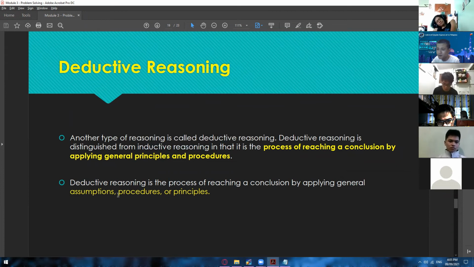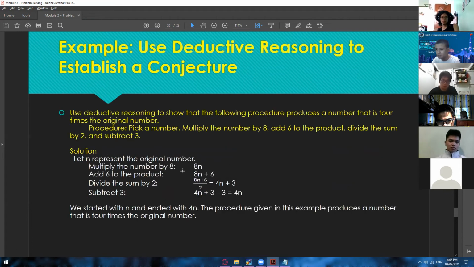Though we have an additional one: we have these procedures or principles. So if you are applying deductive reasoning, you're still applying inductive reasoning. You're still relying on the logic behind that. But we have to apply more, which is maybe the procedures or the principles. Later on, you will see the process, or what the differences are. So let's use the same example.